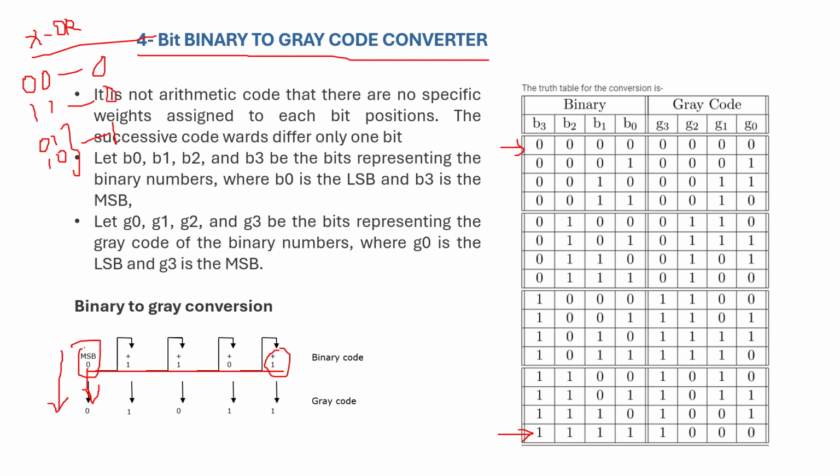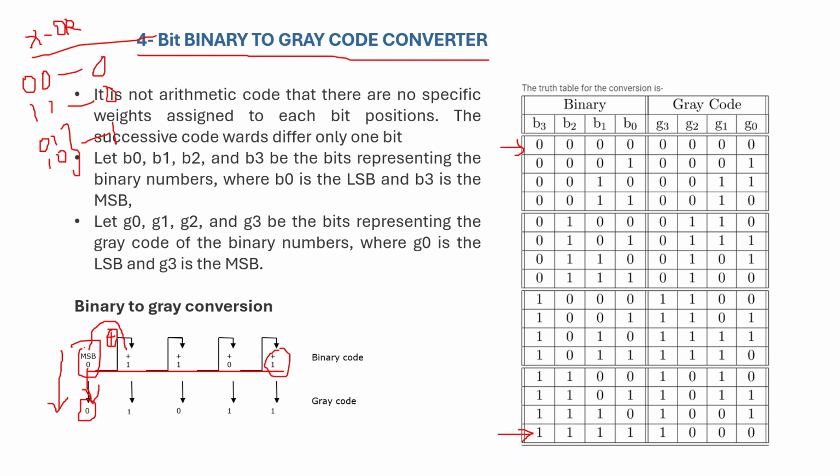As in the given example, 0 is the MSB, so the same 0 will come as the MSB for the gray code number. Now for the second digit, the first digit MSB XOR the second digit. That means 0 XOR 1. What is the answer from the XOR gate truth table? 0 XOR 1, the answer will be 1.